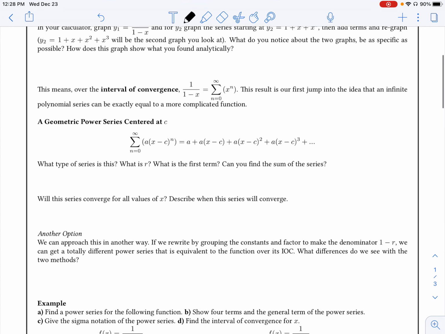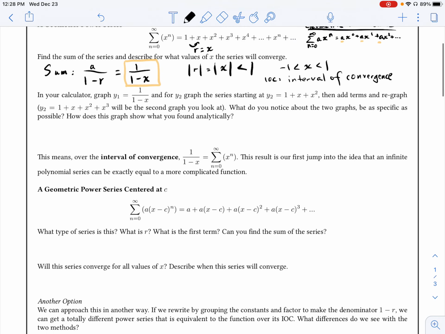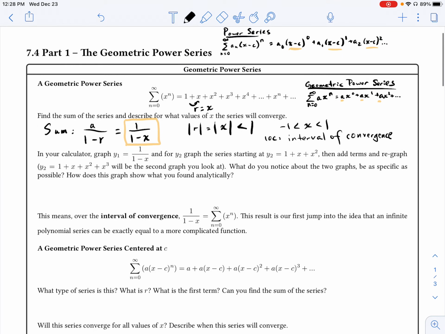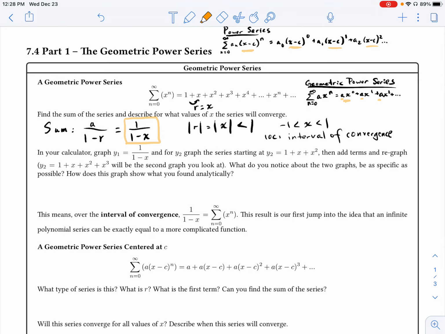I want to look now at a geometric power series centered at some other value c. And this is simply when we have a power series that's centered at some value other than 0. The main difference between what I had written up here and what you're seeing here is that back here we had a geometric power series. The first one I gave was centered at 0, but you may have some other power series that are not centered at 0.